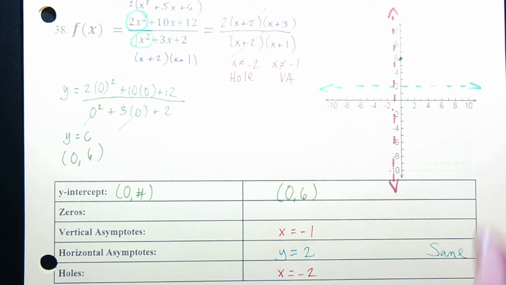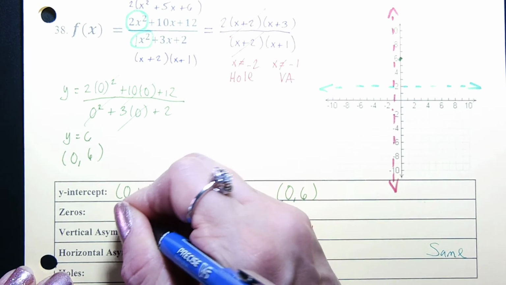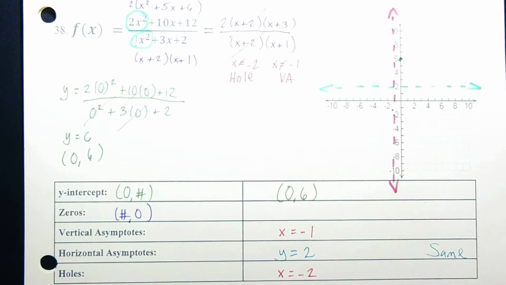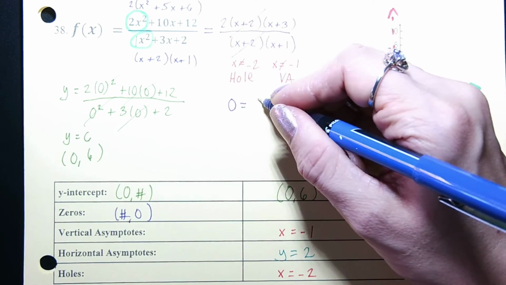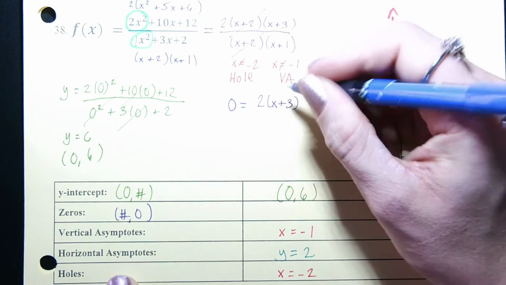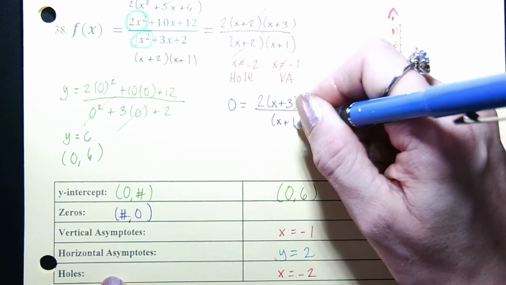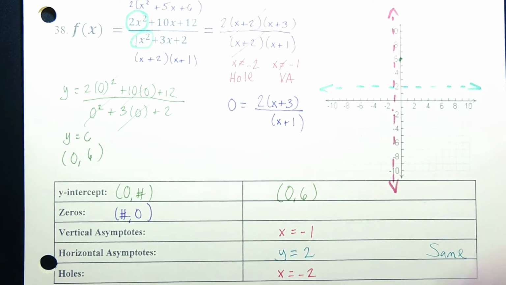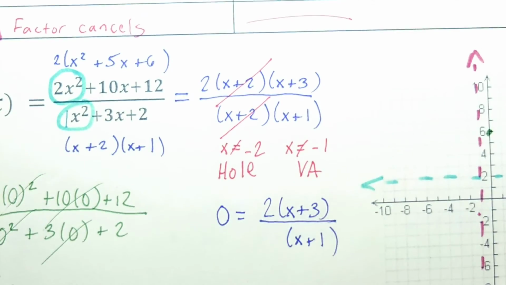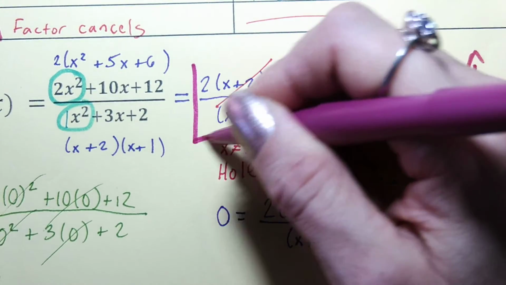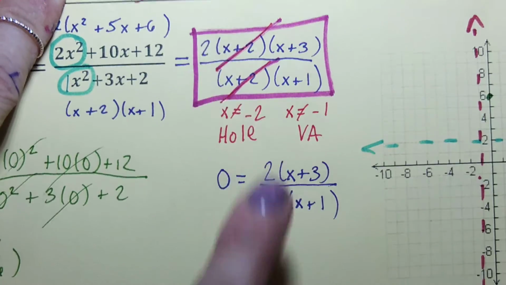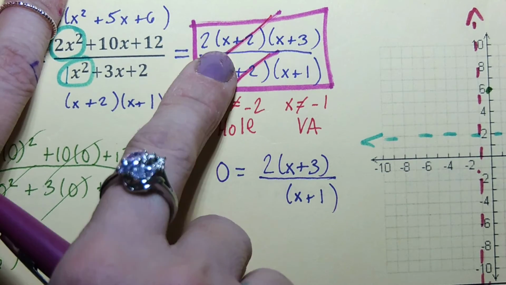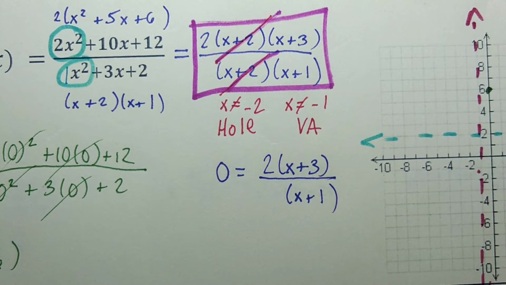Next up, the zeros, or the x-intercepts, are a number and 0. Now, using the canceled factored form, we'll say 0 equals 2 times x plus 3 over x plus 1. Does everyone see where that form came from? So this is our factored form right here, and then this is our canceled factored form. So I took out the canceled factor so that I wouldn't use that restriction. And then it's just going to be 0.